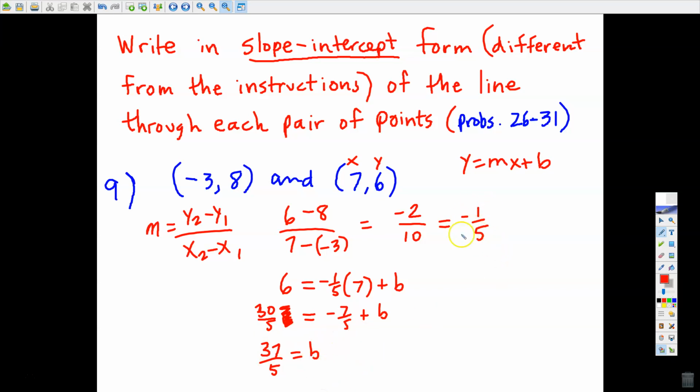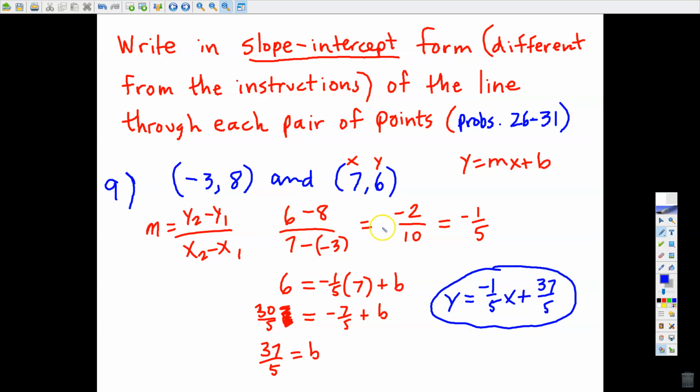And now that I know m and I know b, I can go ahead and write this equation. So I'll just put my answer in blue. Y equals -1/5 x plus 37/5. And that is my final answer. So it involves using the slope formula that you learned probably in Algebra 1 and we reviewed in the previous slides. And then from there, pick one of these ordered pairs to plug in for x and y, solve for b, and then you pretty much have it. And all of these work in that way. And this is what you'll be doing on this block of problems.